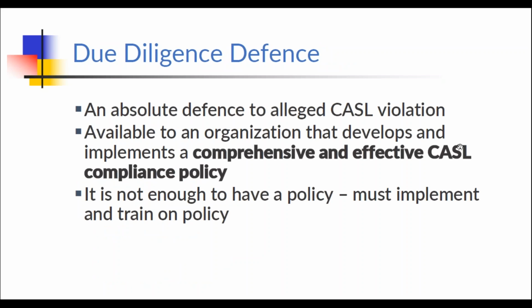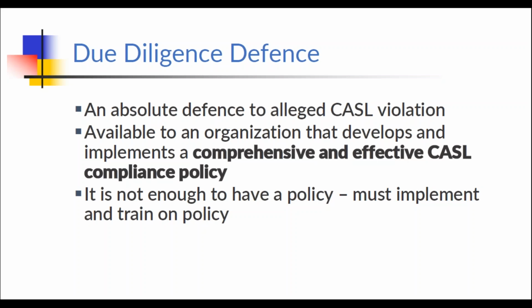So now what? You're facing this and you think, oh my God, look at those numbers. What do you do? What can you do if the CRTC is knocking on your door and saying, hey, someone has filed a complaint against you with the commission? Well, you can defend yourself. The number one defense that you have, which is called an absolute defense, meaning that if you can prove it, you are off the hook. You don't have to pay anything, and you are not found in violation of CASL, is what is called the due diligence defense. What is that?